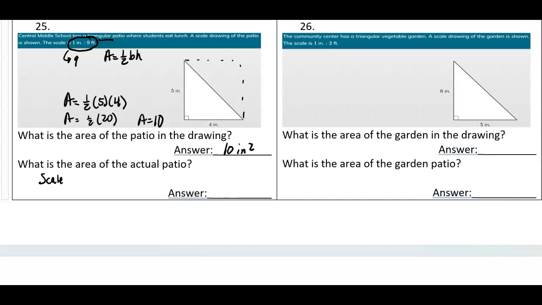So what's the area of the actual patio? Remember, you take the scale factor and multiply by the square of the scale factor. So the scale factor is 9. The square of the scale factor is 81. So 81 times 10 gives us 810 feet squared. Another way to do this problem would have just been to multiply 5 by the scale factor of 9, 4 by the scale factor of 9, multiply those two numbers together, and then divide by 2. But you could also just find the area of the drawing and then multiply the square of the scale factor. Pause the video, do number 26.